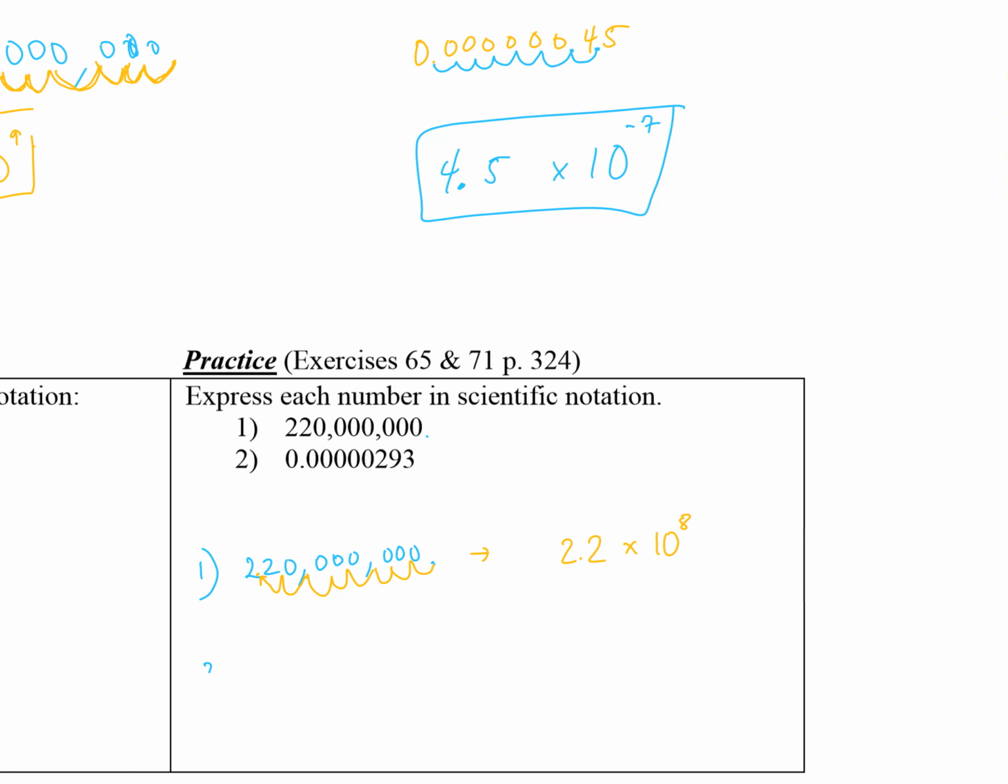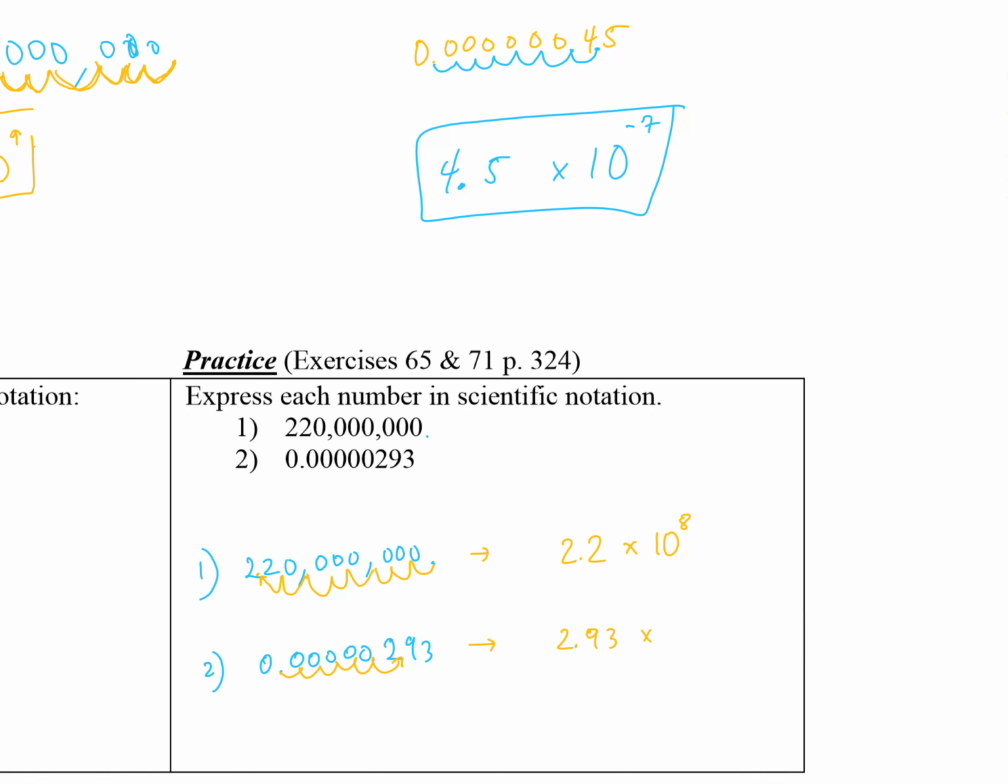And last but not least, 0.000000293. I'm going to count how many times I have to move that decimal before I get a number that's between 1 and 10. Let's see. 1, 2, 3, 4, 5. Not enough. 6. I'm going to get 2.93.